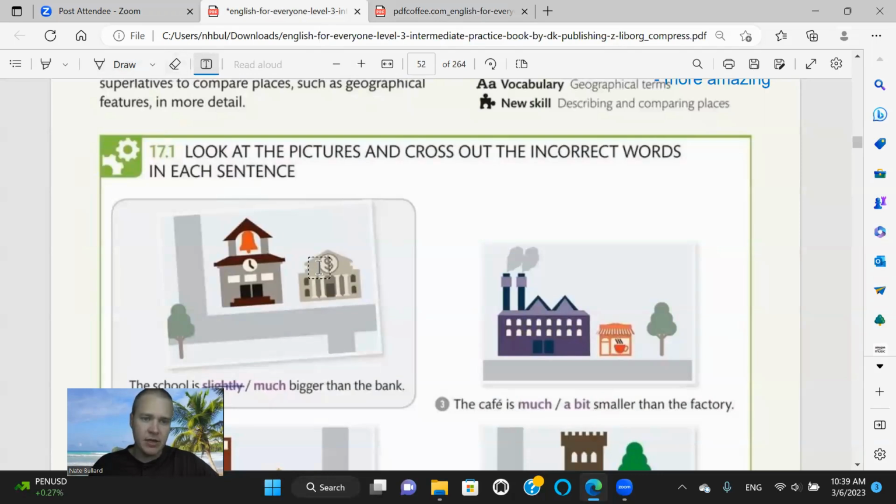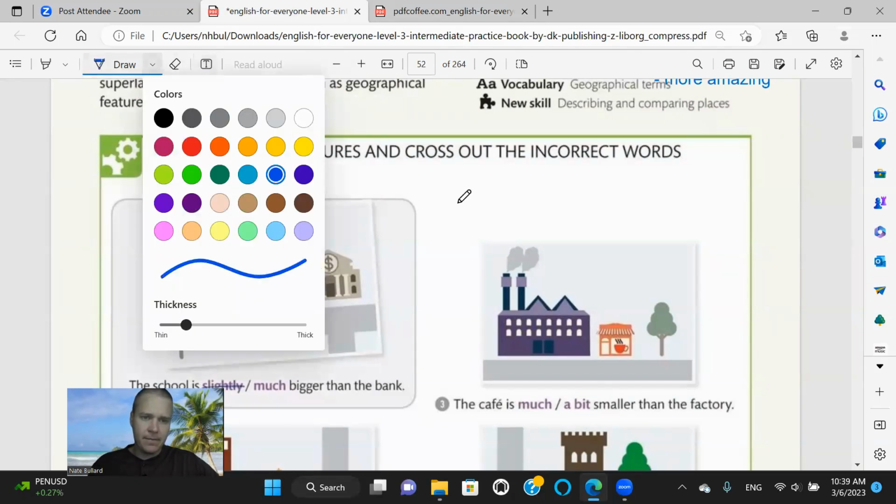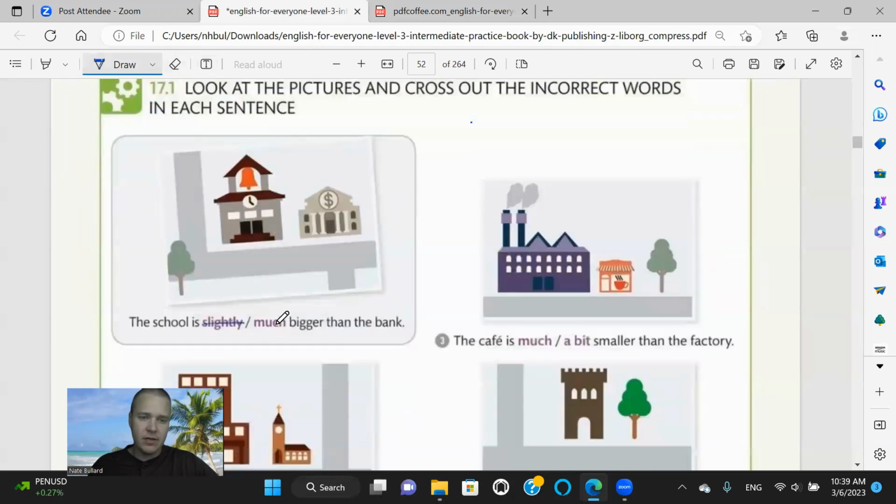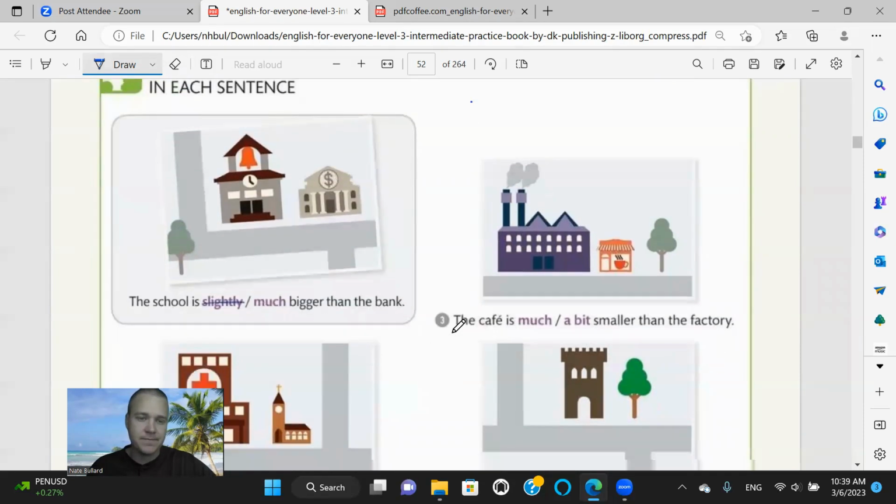Look at the pictures and cross out the incorrect words in each sentence. All right. The school is slightly or much bigger than the bank. The school is much bigger than the bank. Aunque la foto no es muy buena porque para mí no es mucho más grande. La foto no es muy buena, pero vamos a decir, the school is much bigger than the bank. La escuela es mucho más grande que el banco.